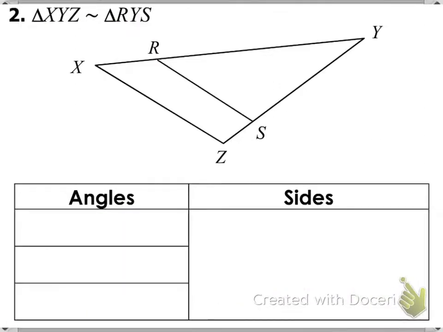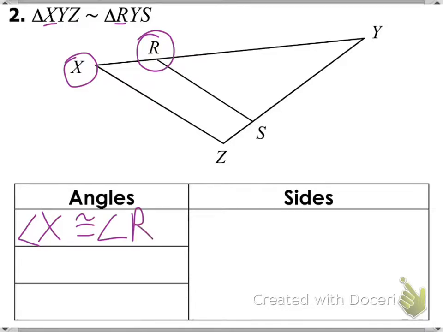Alright, last example. So now we're looking at these two kind of conjoined triangles. But we can still go about it the same way. Look at the order. So X and R both come first. So therefore we can safely assume that their two angles are going to be congruent. So we can write it as such. Angle X will be congruent to, that's a R, angle R.